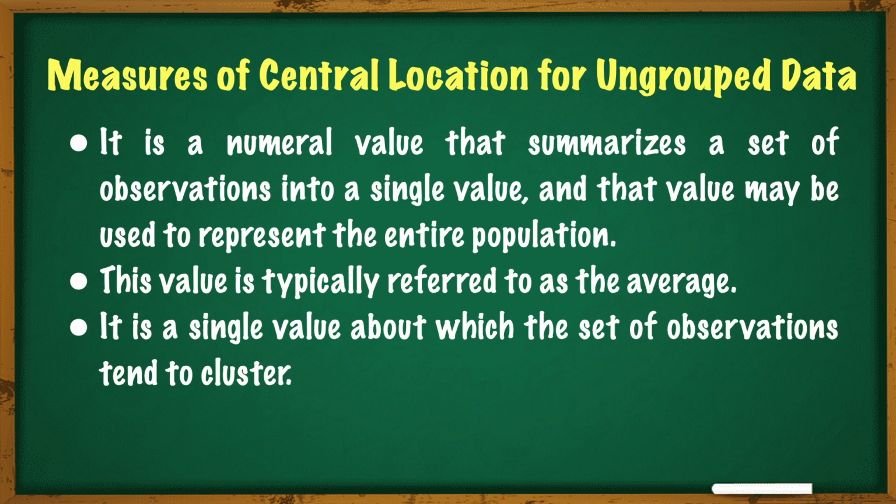One of the various descriptive measures of data is called the measures of central tendencies, also known as the measure of central location. It is a numerical value that summarizes a set of observations into a single value, and that value may be used to represent the entire population. These values are typically referred to as the average, but in statistical terminology, it is called the measures of central location. Meanwhile, it is also a single value about which the observations or the majority of observations tend to cluster.